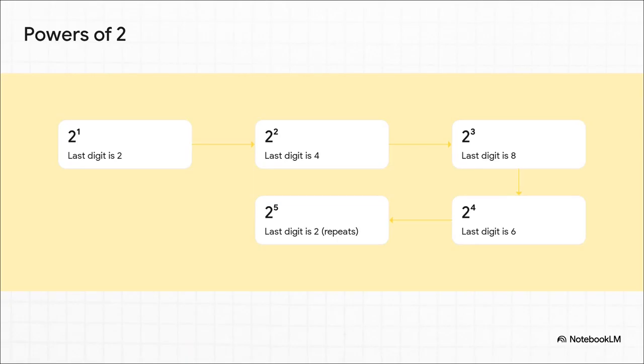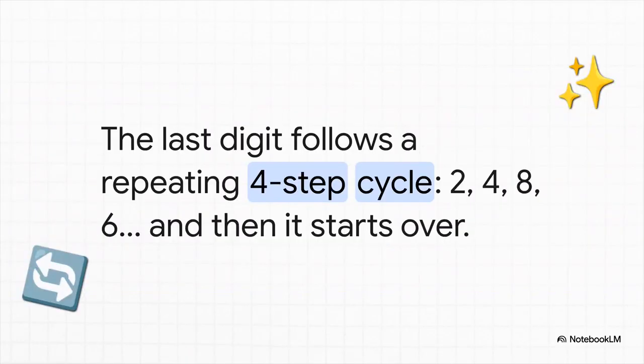Then we get 4. Then 8. Then 16, so the last digit is 6. Then 32, hey, the last digit is 2 again. Then 64, the last digit is 4. Do you see it? The last digit just cycles through these 4 values over and over and over again. 2, 4, 8, 6. And then it repeats. This totally predictable cycle is the key to solving this whole thing.